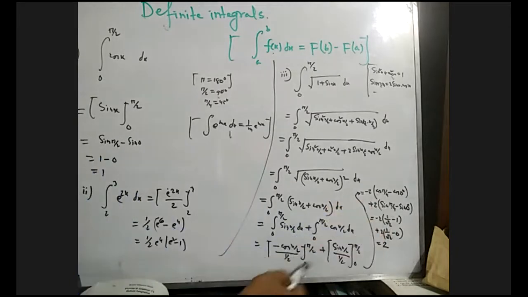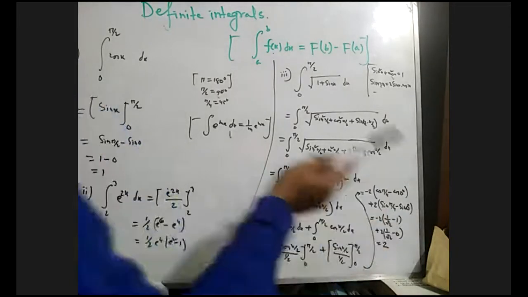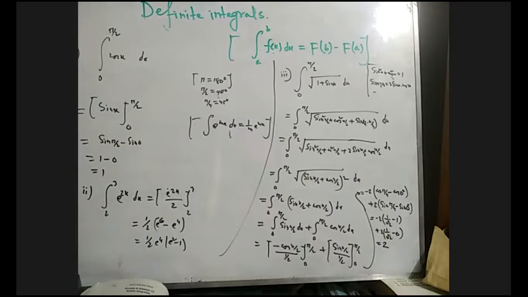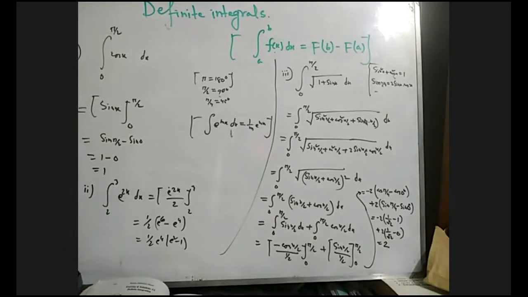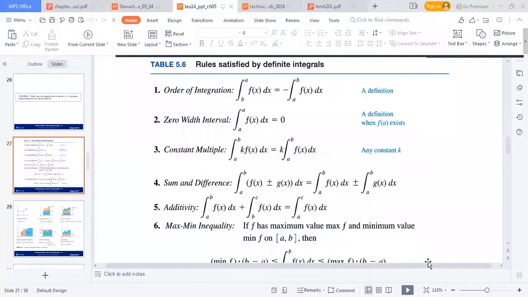Now putting in the upper limit and lower limit. Cos 45 degree is 1 by root over 2. Sin 45 degree is also 1 by root over 2. Just using the two identities of trigonometry, sin square x plus cos square x equals 1, and sin twice x formula, 2 sin x cos x, we can find the definite integral of root over 1 plus sin x.